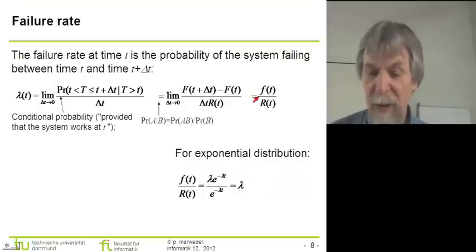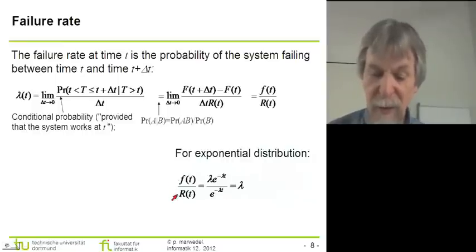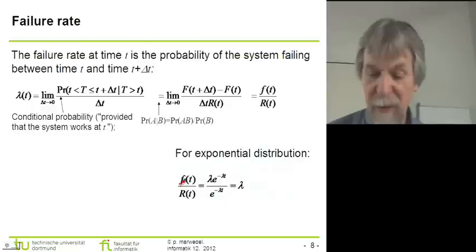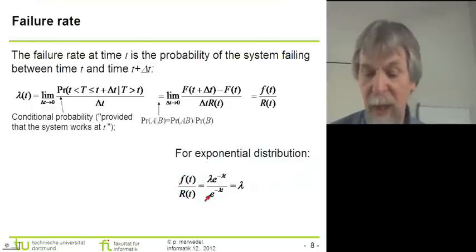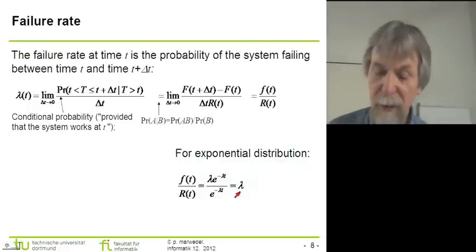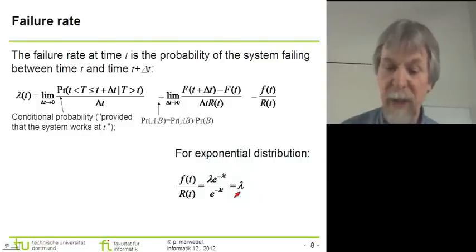Now again, we can demonstrate these computations here for the exponential distribution. So we have to consider the probability density and divide this by the reliability. We do already know that these are the two functions describing these two parts of the left-hand side of this equation. And obviously, the result is a constant value of lambda.